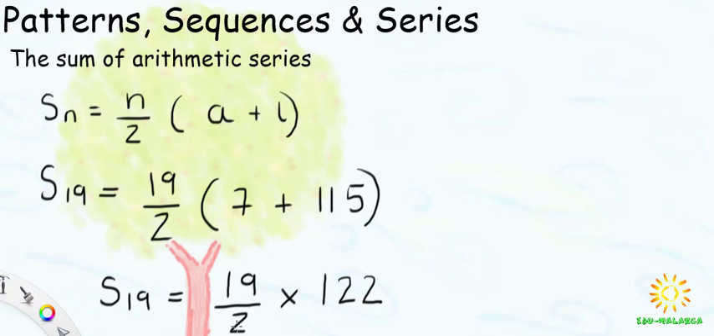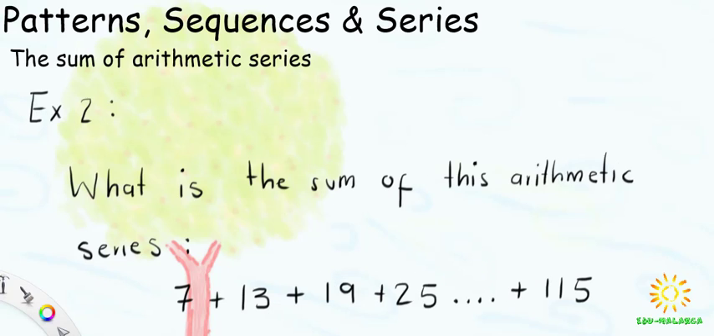122 can be divided by 2. When we say 122 divided by 2, the 122 is going to change and become the answer, which is 61. And the 2 is going to be cancelled out. So S19 becomes 19 times 61. And if you use your calculator and calculate 19 times 61, you'll find the answer is equal to 1,159. And that is equal to the sum of the arithmetic series we were given in example 2.